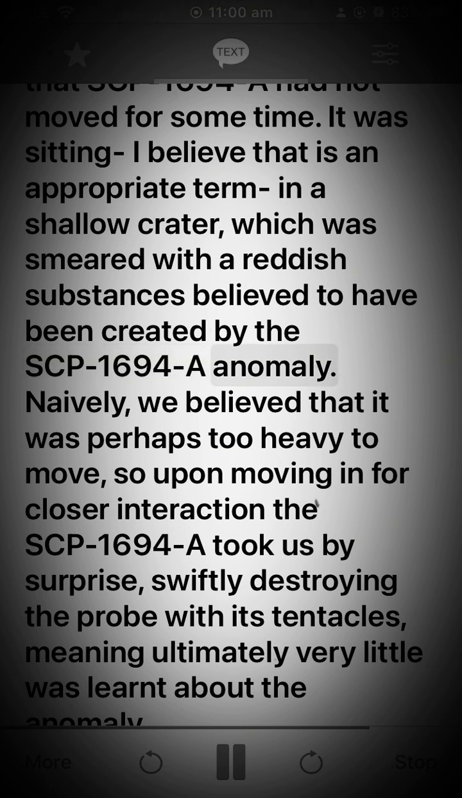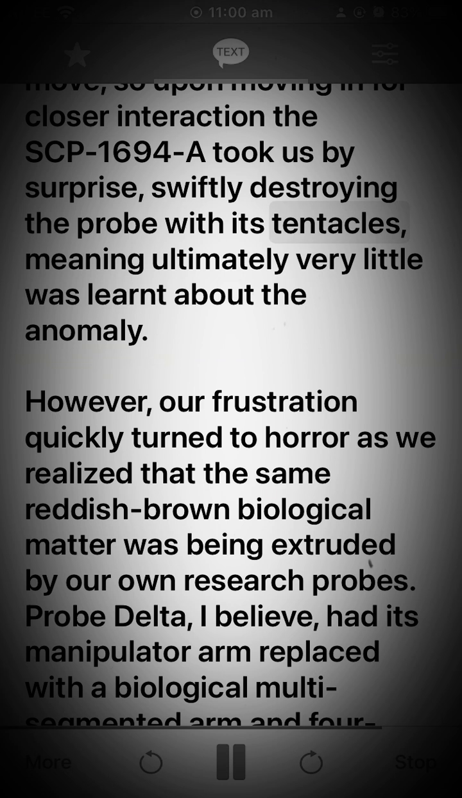SCP-1694A anomaly. Naively, we believed that it was perhaps too heavy to move, so upon moving in for closer interaction the SCP-1694A took us by surprise, swiftly destroying the probe with its tentacles, meaning ultimately very little was learned about the anomaly. However, our frustration quickly turned to horror as we realized that the same reddish-brown biological matter was being extruded by our own research probes.